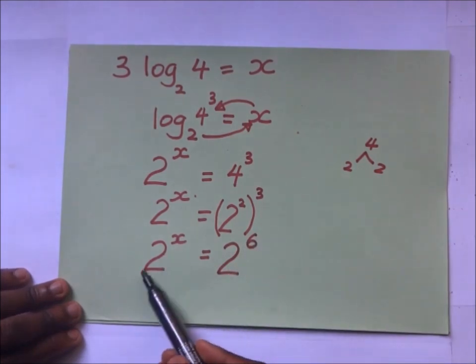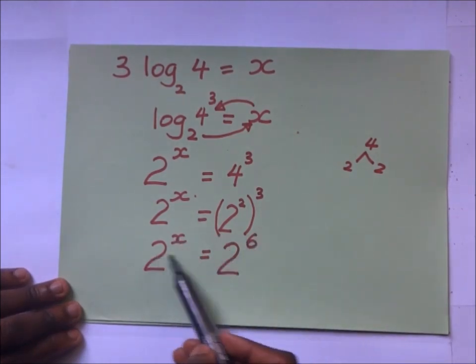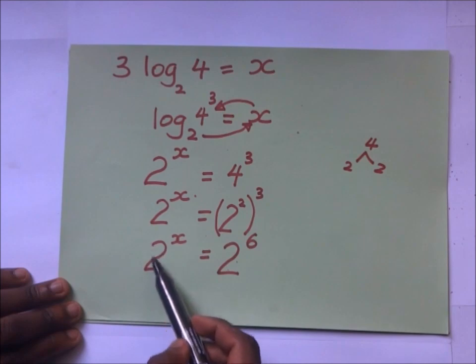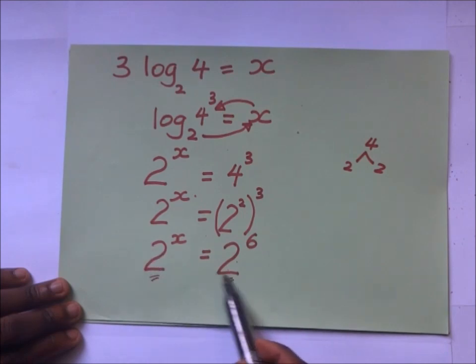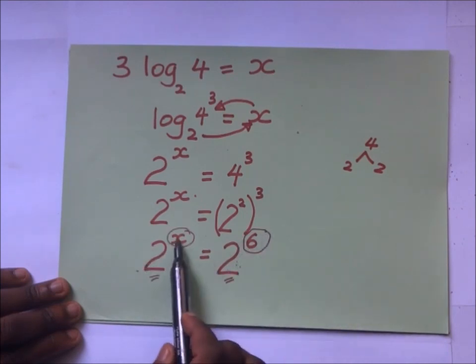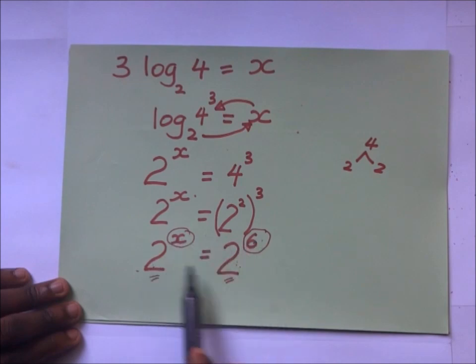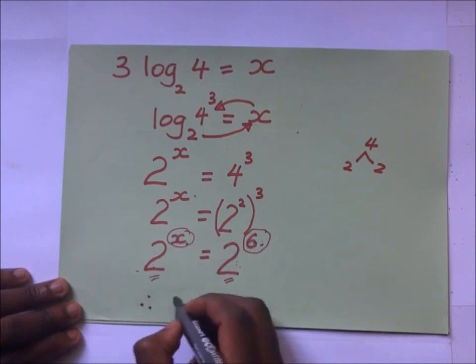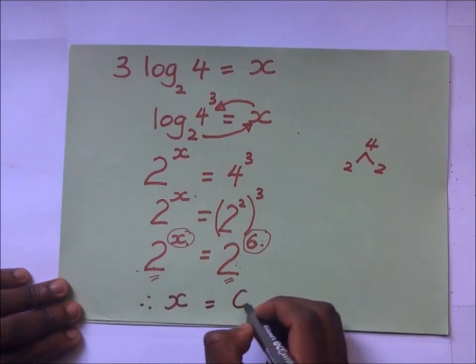Now you realize here 2 to the power x is equal to 2 to the power 6. The bases are the same. So if the bases here, 2 and 2, are the same, it also means that the powers are supposed to be the same. So meaning our value of x is 6. Therefore, our value of x here will be 6.